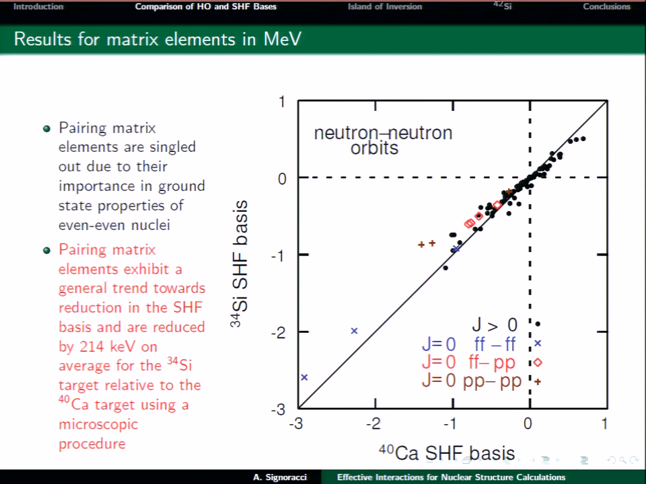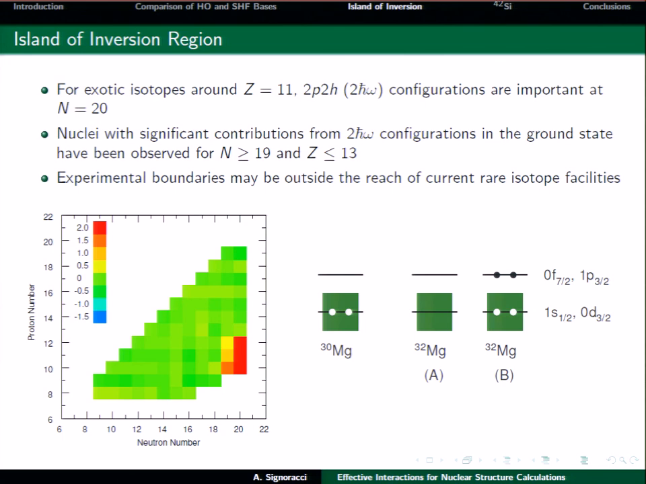This reduction tells us that it is very important when we're developing effective interactions to take into account the type of nuclei which we want to reproduce, and that the exotic nuclei depend significantly on the basis. So this island of inversion region, which I mentioned from this picture, is another example of very exotic isotopes where theoretical predictions have not corresponded very well to the experimental data. And so I represent here on the right an example of the types of configurations which occur.